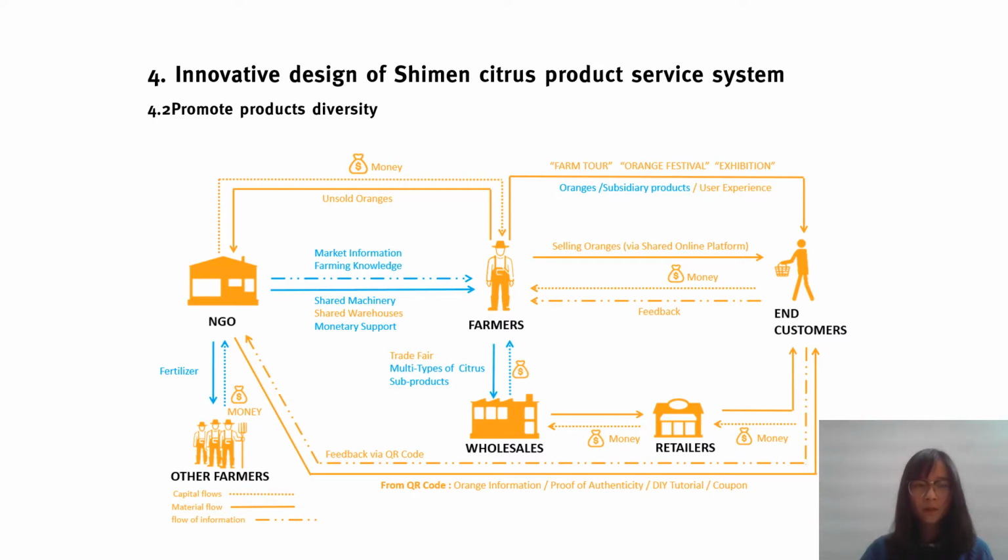4.2. Promote product diversity. Increasing the diversity of products is mainly considered from the three aspects of planting, processing, and waste disposal. Based on the feedback from the online platform and offline wholesalers, the NGO demands different types of orange products and makes acquisitions to get orange farmers to grow different types of fresh fruit and produce diversified subsidiary agricultural products.